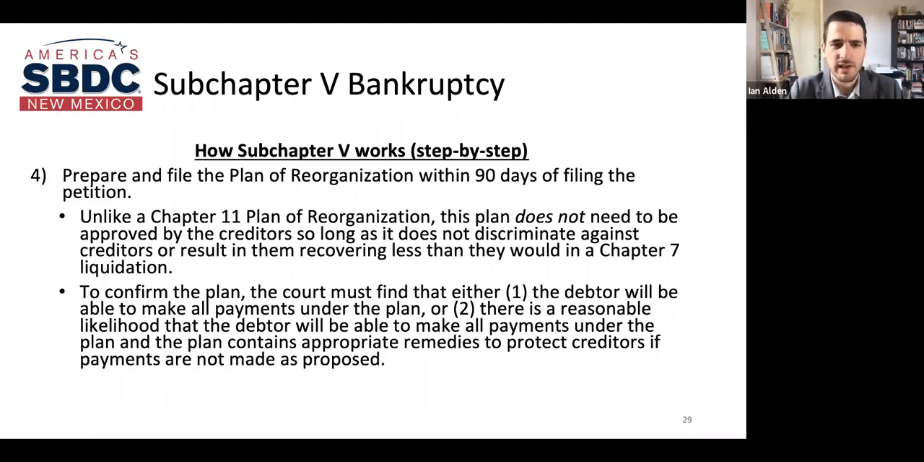Unlike with a Chapter 11 plan, this does not need to be approved by the creditors. You don't need their consent as long as it doesn't discriminate or result in them recovering less than they would in a Chapter 7. To confirm the plan, the court must find that either the debtor will be able to make the payments or there's a reasonable likelihood that the debtor will be able to make all of the payments, and there's appropriate remedies for the creditors if the payments are not made. Which means either it's a certainty that you can make the payments, or there's the reasonable expectation that you can, and the creditors are protected in the event that you suddenly fail to.